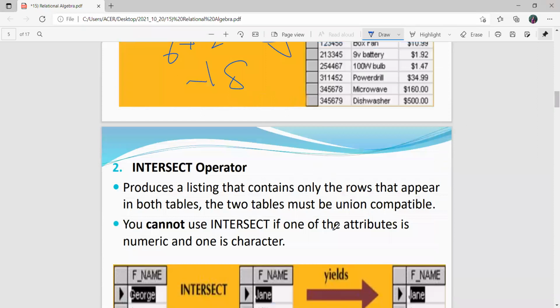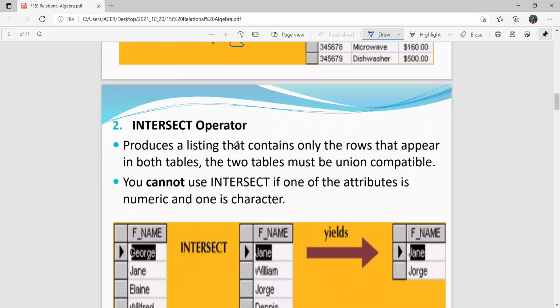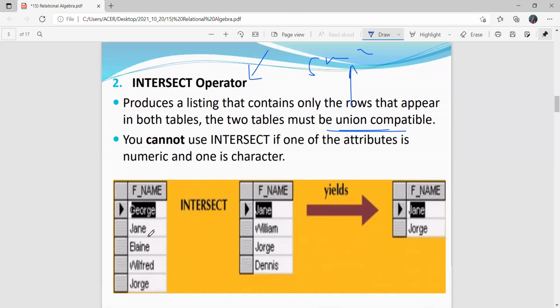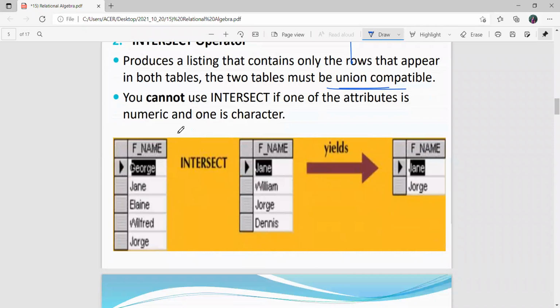The next one is the intersect operator. The intersect operator produces a listing that contains only the rows that appear in both tables. The two tables must be union compatible. So to do the intersect operation, it is needed to have union compatibility. That means the same number of fields with the same attribute names. Now we are going to perform the intersect operator on these two tables: T1 intersect T2.